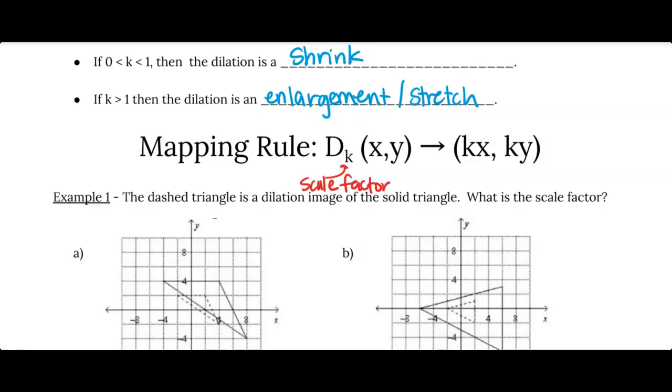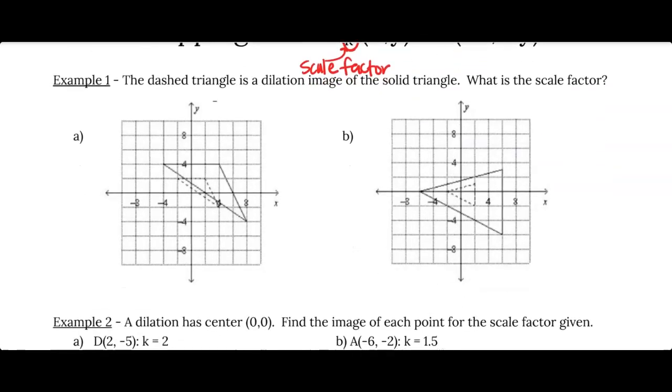And it just says that the point (x, y) will map to (kx, ky). So all you're going to do is take your scale factor and multiply it by both x and y. And that will give you your dilation about the origin. So in example 1, we see that the dashed triangle is a dilation image of the solid triangle. So that means we went from the solid to the dashed. What is the scale factor?